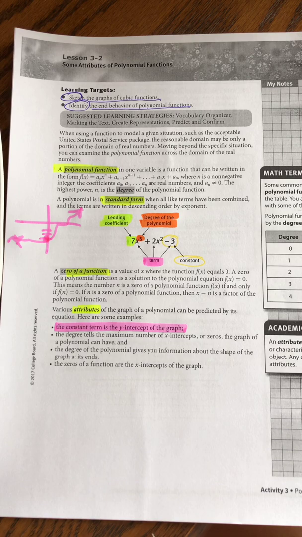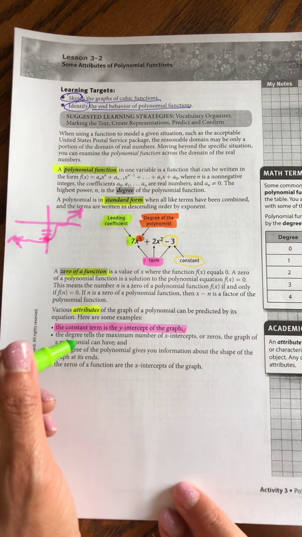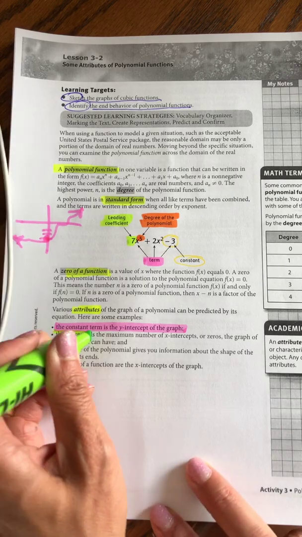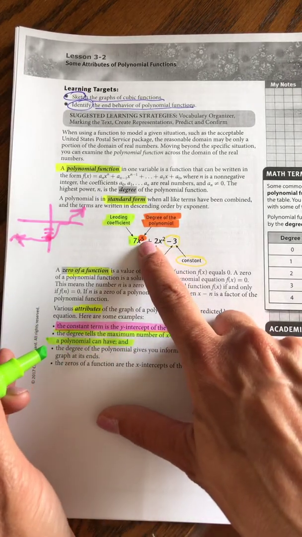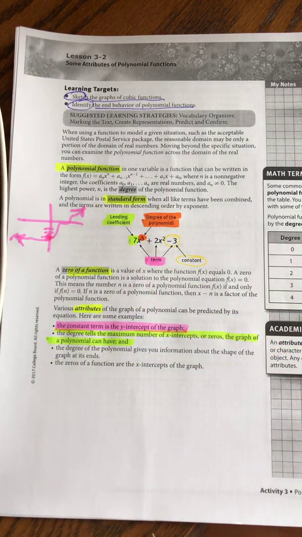Okay. Next, the degree tells the maximum number of x-intercepts or zeros the graph of the polynomial can have. So this one is a 5th degree polynomial, so it could have a maximum of 5 zeros. Now it could have 1 zero, it could have 3 zeros, it could have 5. 5 is just the max that it could have.